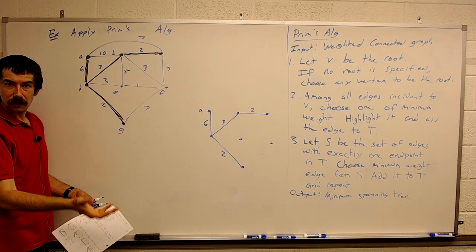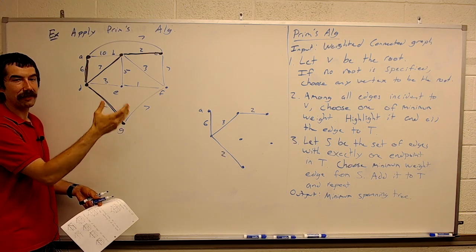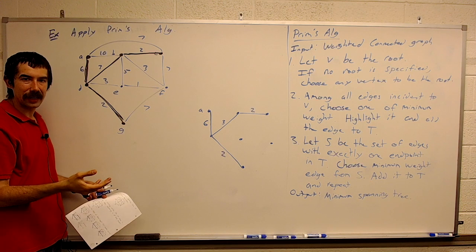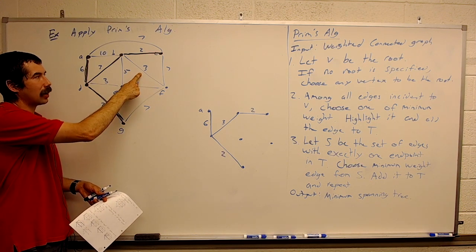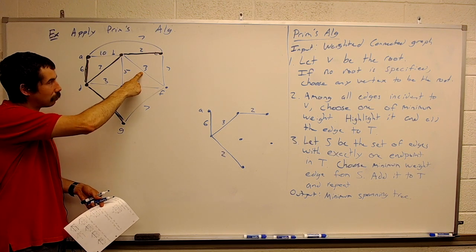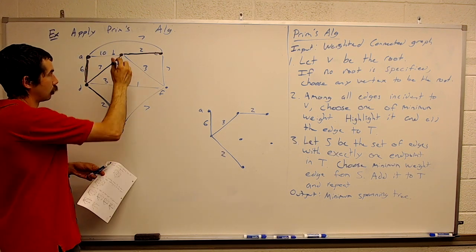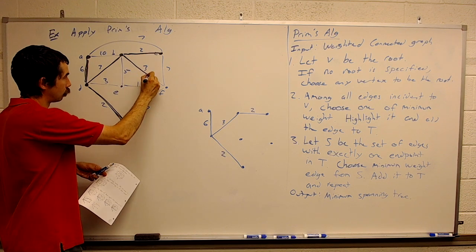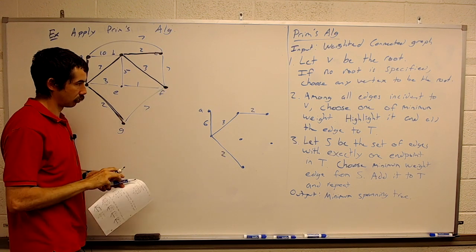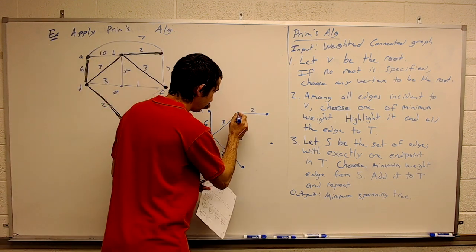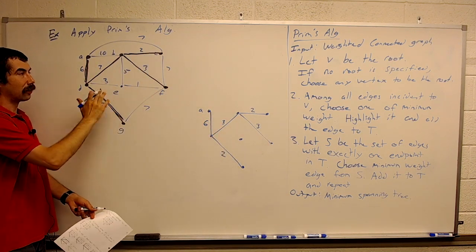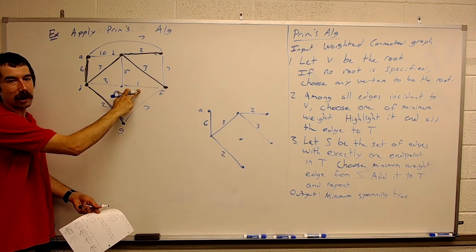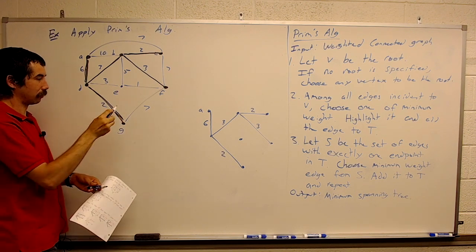All right, out of all of the edges that have exactly one endpoint in our tree, which one has the least weight? Well, it's this 3 or that 3. It doesn't matter, but I'll go with this one. And then finally, out of all the edges, yada, yada, yada, it's the 1. Okay? So here is our tree.